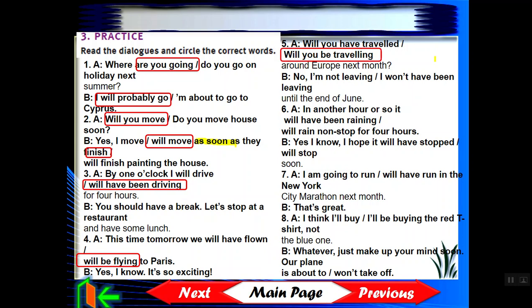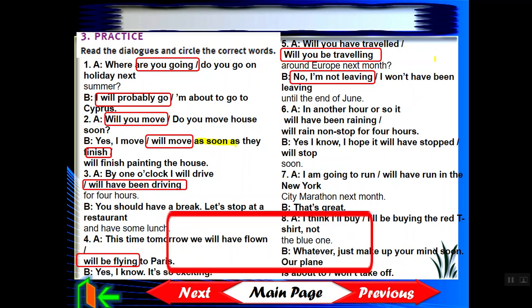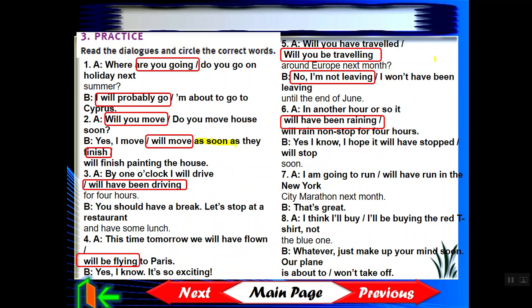Future progressive. No, I'm not leaving. I won't have been leaving until the end of June. So here you use future perfect, which is I'm not leaving. Future, yes, okay, this is about present continuous, present progressive. I'm not leaving. Okay, number 6. In another hour or so, it will have been raining or will rain non-stop for 4 hours. Yeah, here you go for will have been raining, which is future perfect progressive. مستقبل تام مستمر.